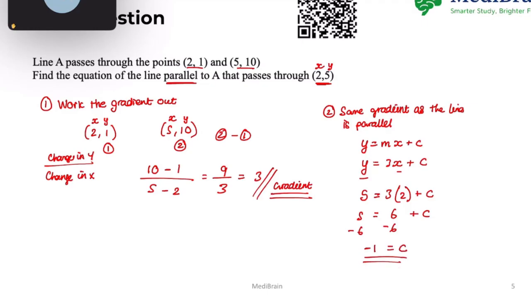So we worked out what c is, and now we're just going to go back to the original equation and substitute in what we have found for c. So instead of c, we're going to have -1 because that's what c is. So our final equation is going to be y equals 3x minus 1. Okay, and yes, the gradient is 3.